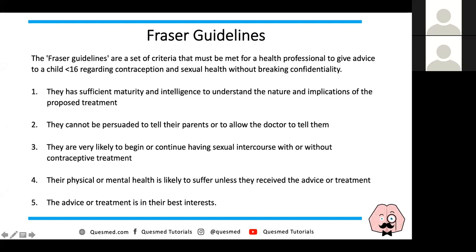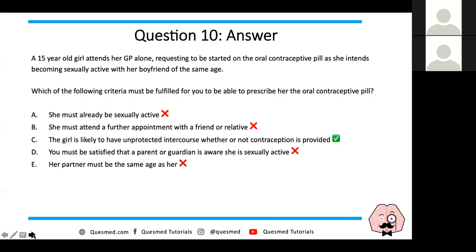So the correct answer here was C, the girl is likely to have unprotected intercourse whether or not contraception is provided. The girl doesn't need to already be sexually active to request contraceptive advice. However, you must be confident as a healthcare professional that she's likely to have sex anyway, with or without contraception.